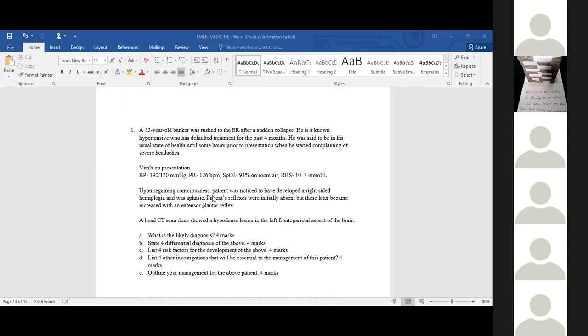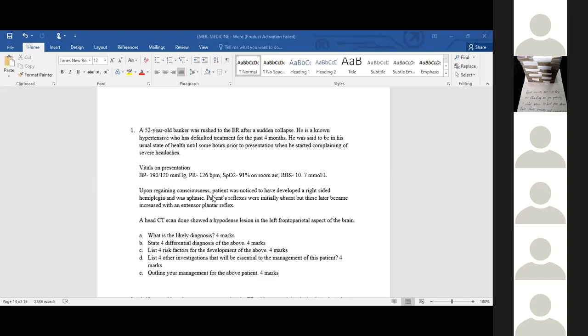So with that, and the fact that they even went ahead to do a CT scan, the CT scan said they found a hypodense lesion. Now, this is the catch. If you get this in an exam, and the first question is, what is the likely diagnosis? And you tell me that it's a CVA, you are right. But then you don't stop there, because they've gone ahead to do a head CT scan to define the type of CVA that we have. And in this case, they said hypodense lesion. So as we go on, we will know what a hypodense lesion means, and what a hyperdense lesion means.